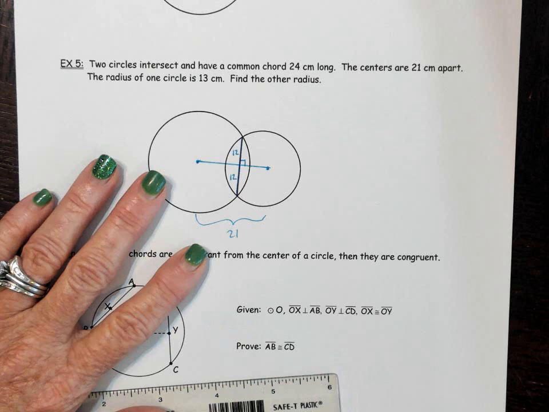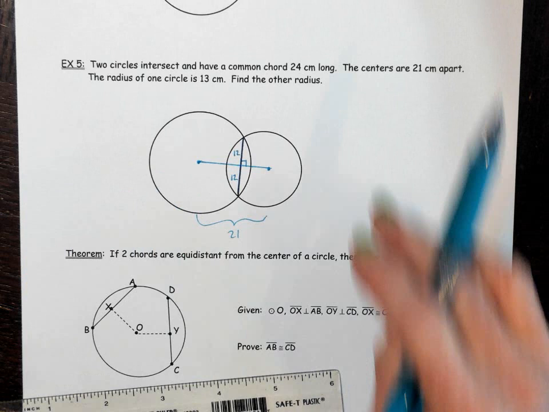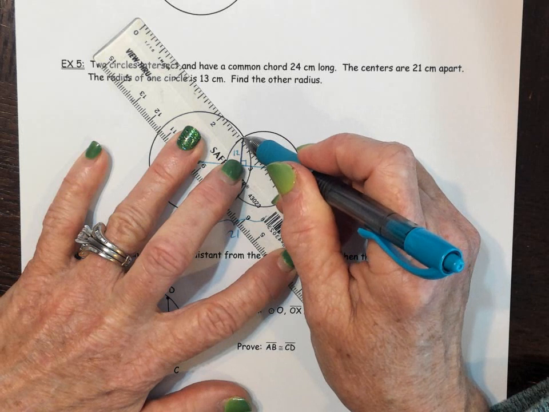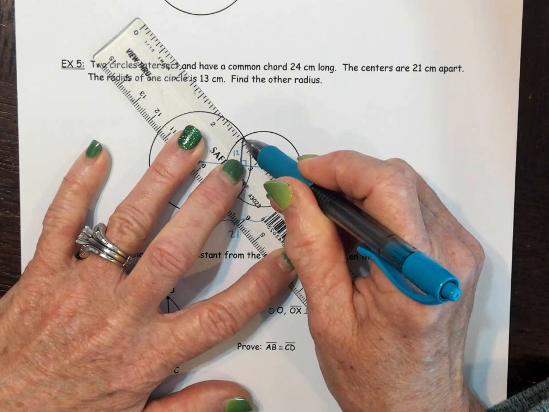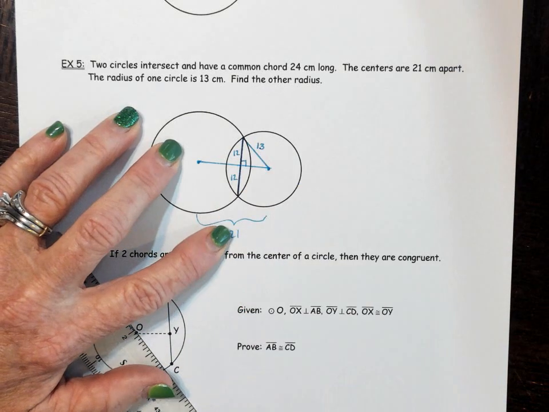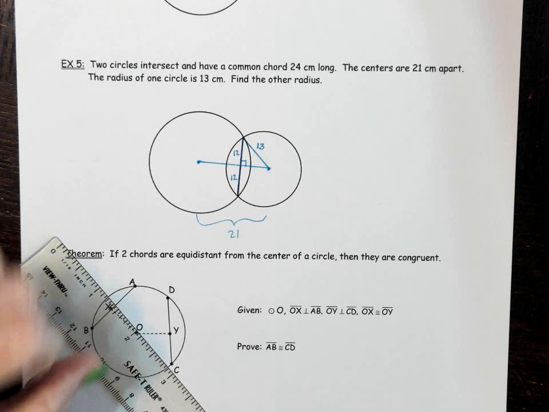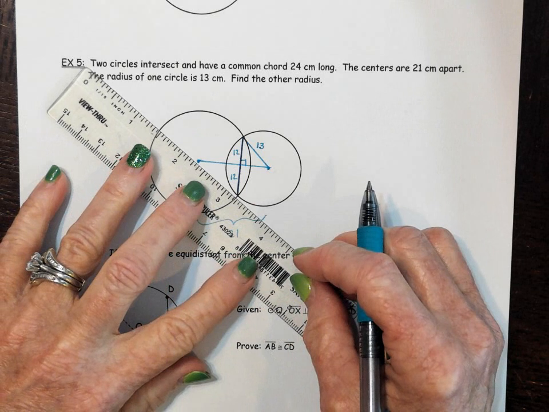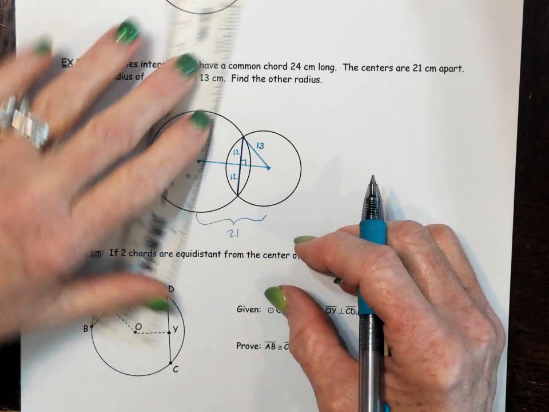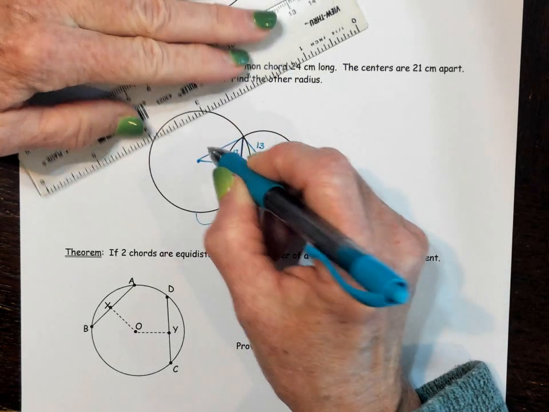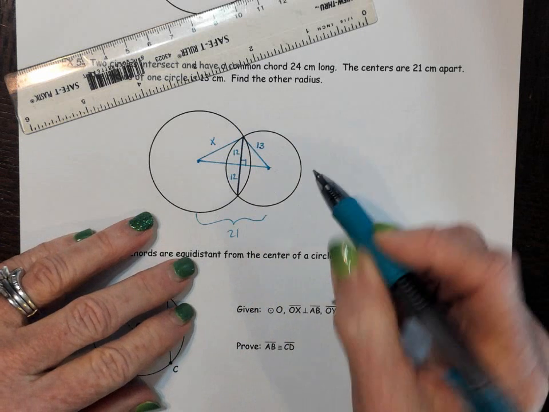All right, the radius of one circle is 13. Doesn't matter which circle you choose. I'm going to put it in the smaller one. That's 13. And we need to find the other radius. I'm going to put that other radius up here. That's what you want to find, is that other radius.